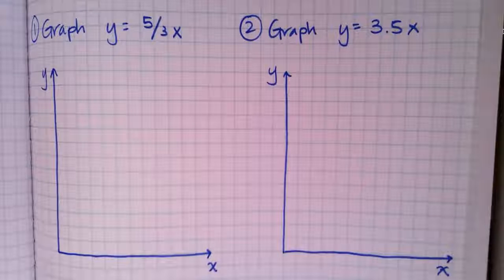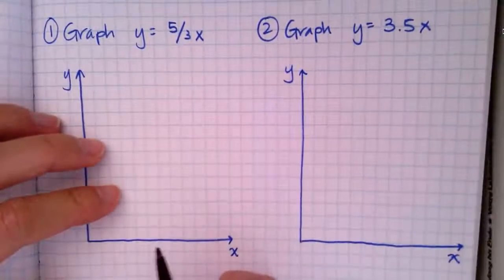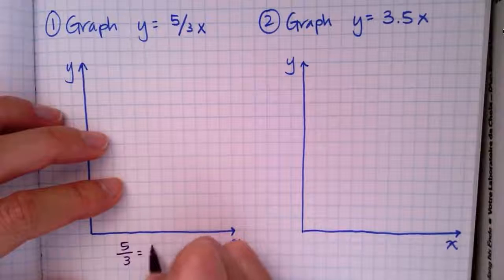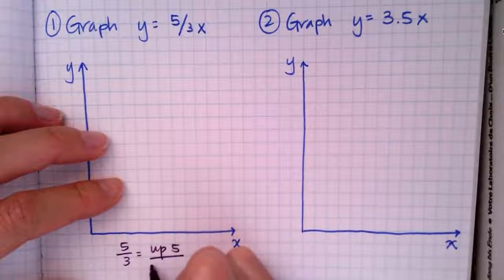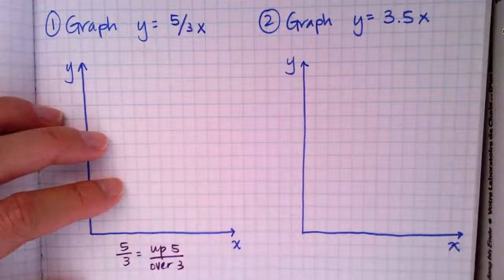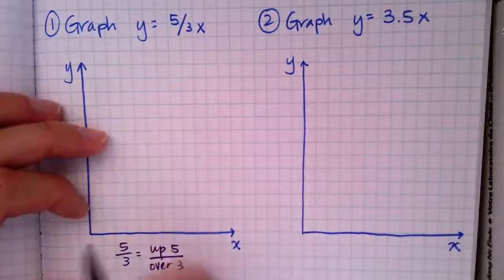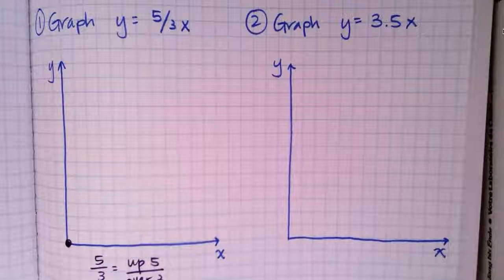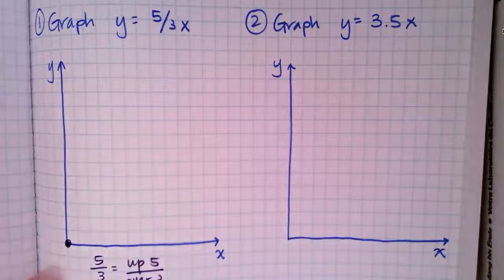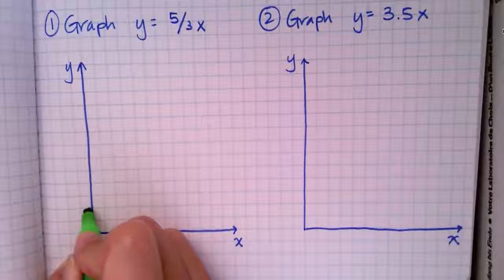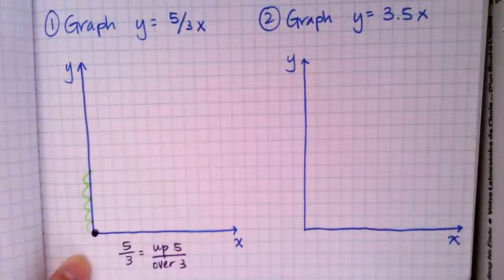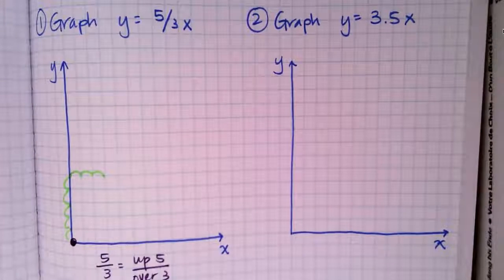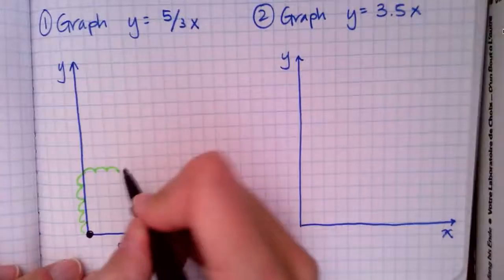Okay? So basically 5 over 3 means you're going up 5 and then you're going over 3. Okay? So if you're starting at 0, you're going up 5, 1, 2, 3, 4, 5, and then you're going over 3. 1, 2, 3. Okay? So wherever you land, that's your point.